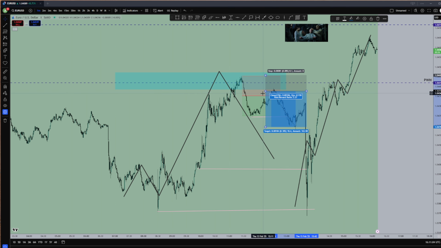I like to shave something off after price moves in my favor, which I did around this low, and then I left 25% of my position to run to my ultimate target, which was below this low right here, which price eventually got to.